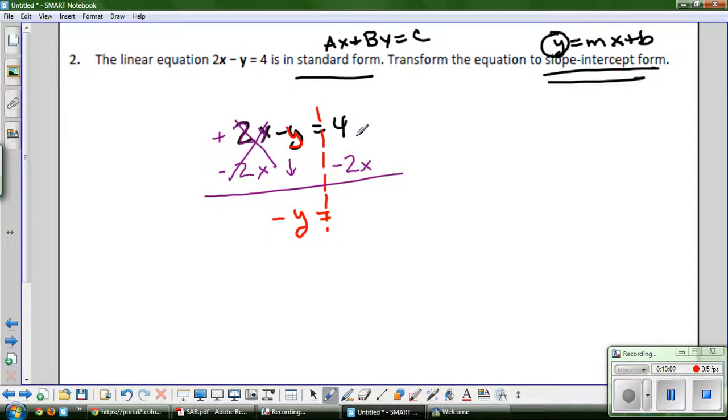Unexecutable, you carry it down. Here's the last part. I have negative y is equal to 4 minus 2x. Well, you might say, well, Mr. Collins, there's no number there. Well, there is a number. You don't see it because that multiplication doesn't matter.